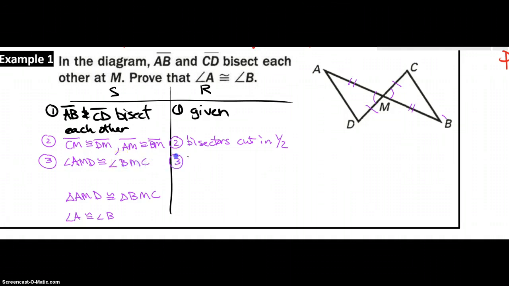And why did you guys say that those angles are congruent? Why could we mark those? They're vertical angles, so vertical angles are congruent. I think I just spelled that wrong. I was trying to write and talk at the same time. Is there anything else that we can mark?